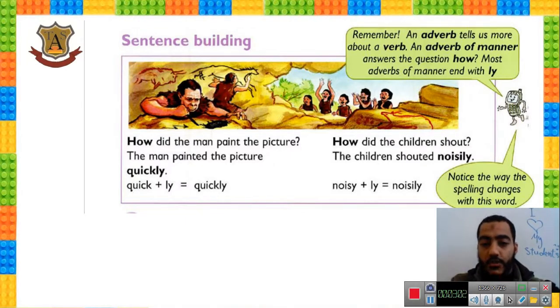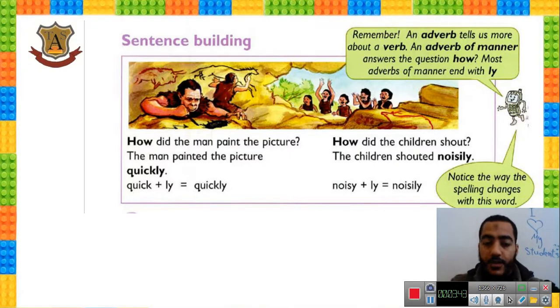Because noisy ends with y. So this is the rule: if you want to change the adjective to the adverb, and this adjective ends with y, you have to change the y to i, then add ly. As you see here, noisy ends with y, and before y is a consonant, it must be a consonant before y. So it will be noisily. We change y and put i, then ly.